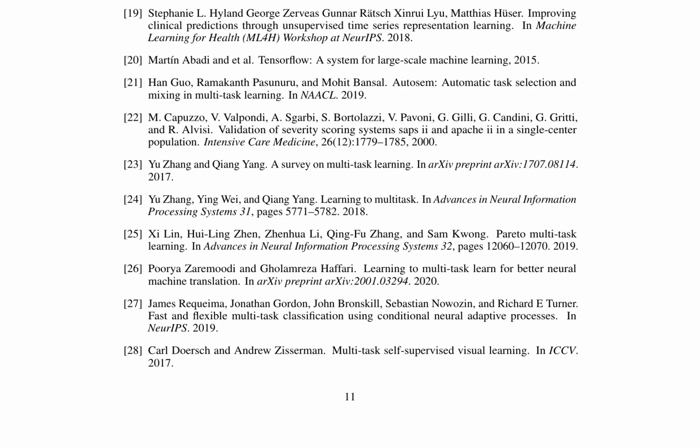Learning to multitask, 24, Pareto multitask learning, 25, and learning to multitask learn for better neural machine translation, 26, have demonstrated the potential for improved model performance through task diversification. Fast and flexible multitask classification using conditional neural adaptive processes, 27, and multitask self-supervised visual learning, 28, have also expanded the scope of multitask learning applications.